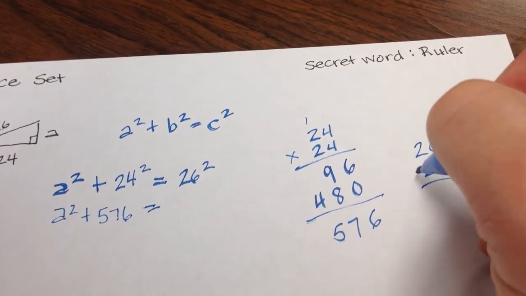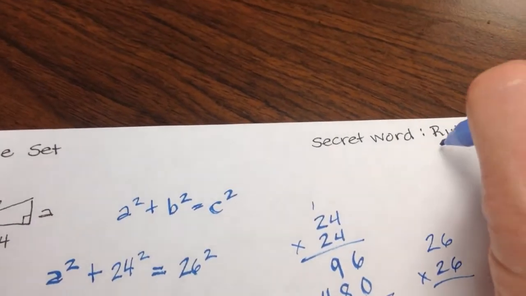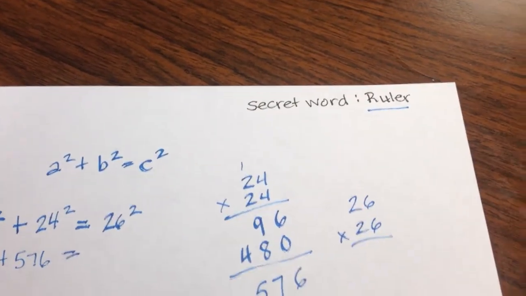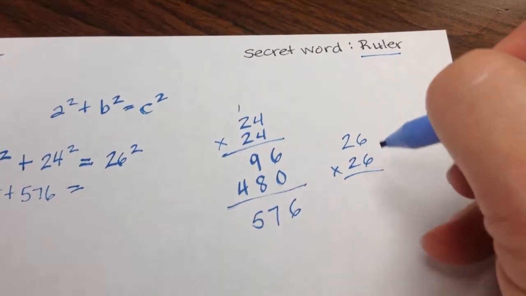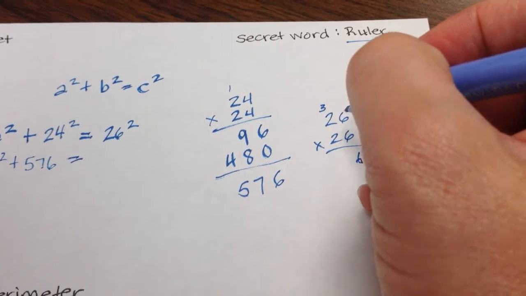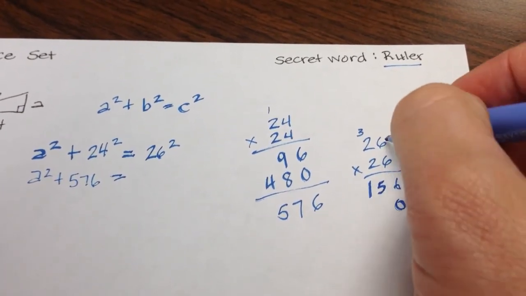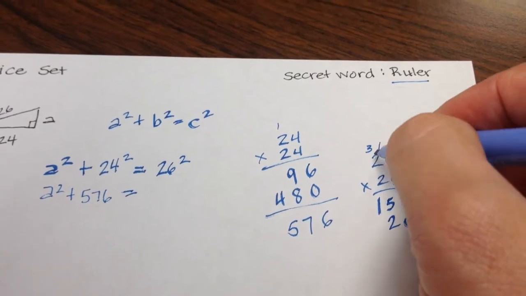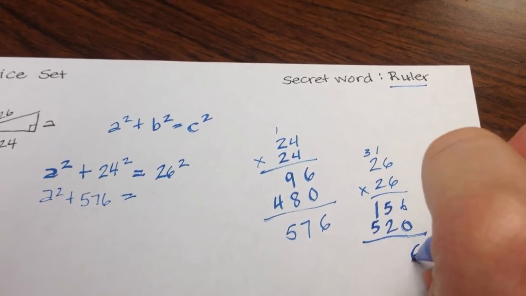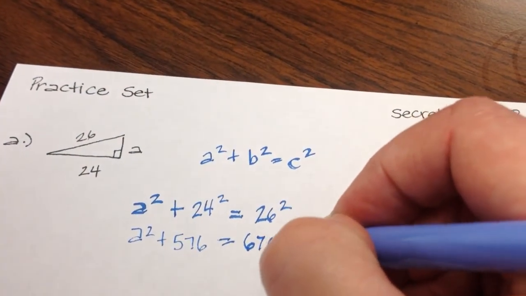26 times 26, by the way, ruler is the secret word. Okay, 6 times 6 is 36. Carry the 3. 6 times 2 is 12, plus 3 is 15. Hold that spot. 12, 5. So I got a 6, I got a 7, I got a 6. 676.